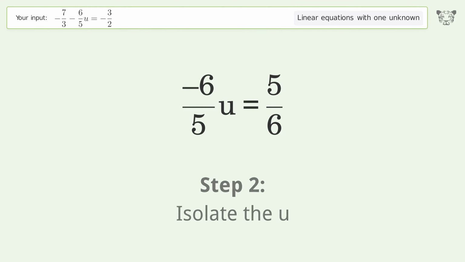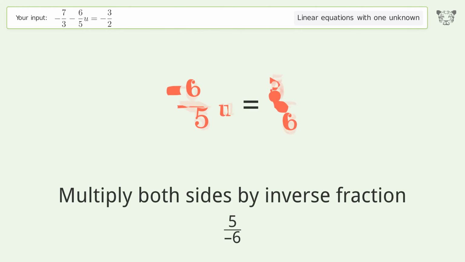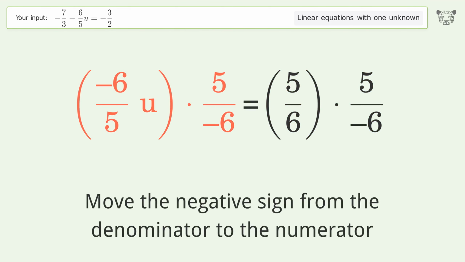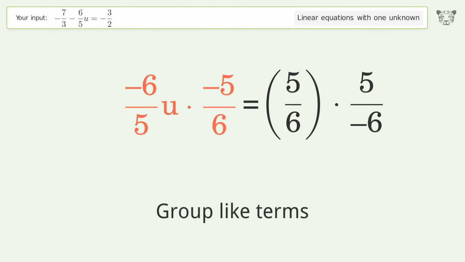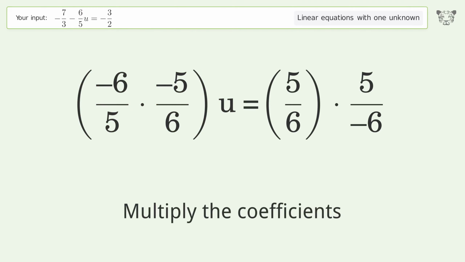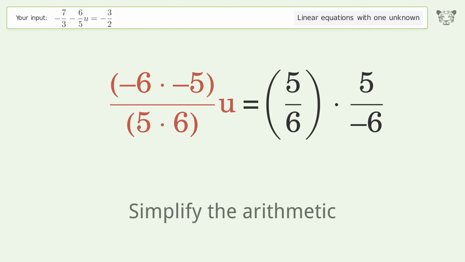Isolate the u. Multiply both sides by inverse fraction 5/6. Move the negative sign from the denominator to the numerator. Group like terms. Multiply the coefficients. Simplify the arithmetic.